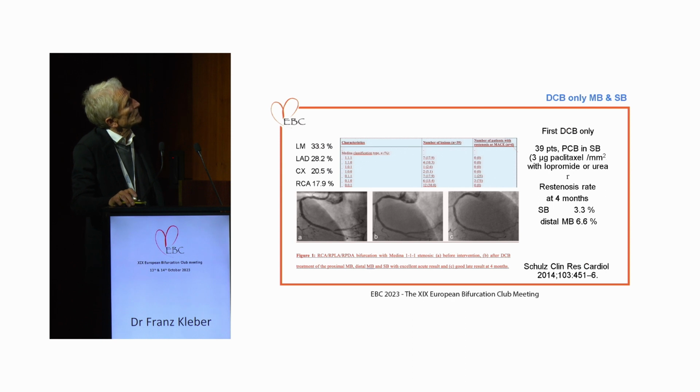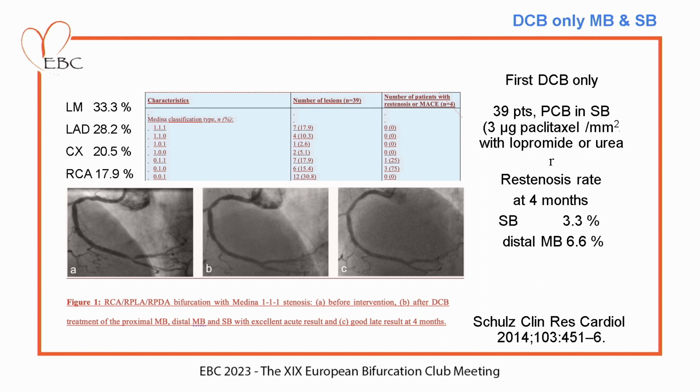And then we have the first observational study, actually from my group. Antonio Schulz presented this data with DCB only in both branches. And you see here in the side branch, which we look at here, again 3% restenosis rate, and the distal main branch 6.6%.